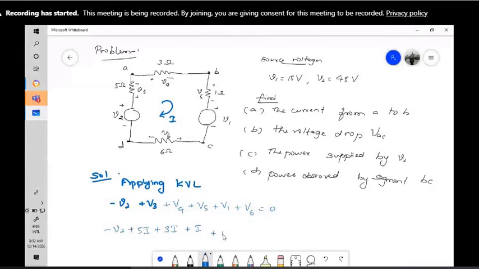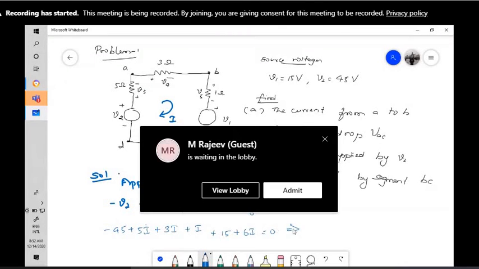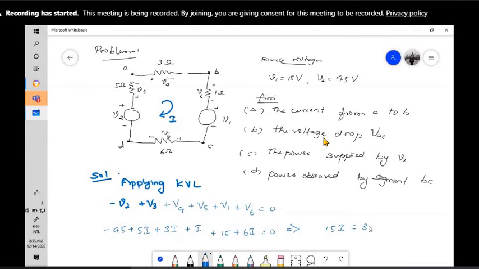So everything else is given. So this means that if you perform the simple addition, then you will get 15I is equal to 30. You can take this minus 30 that you get on the left hand side to the right hand side, you will get 15I is equal to 30, which means I is equal to 2 ampere.